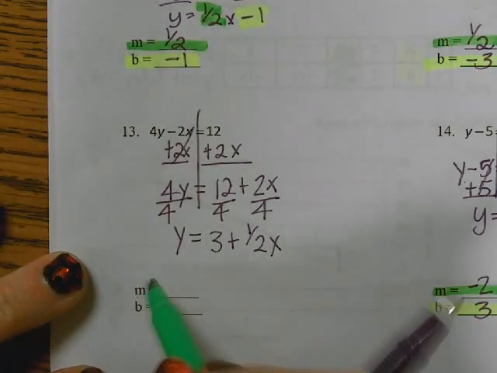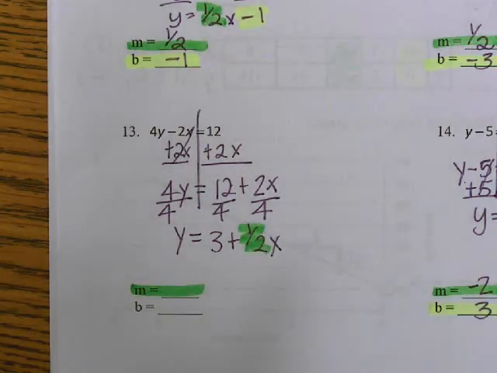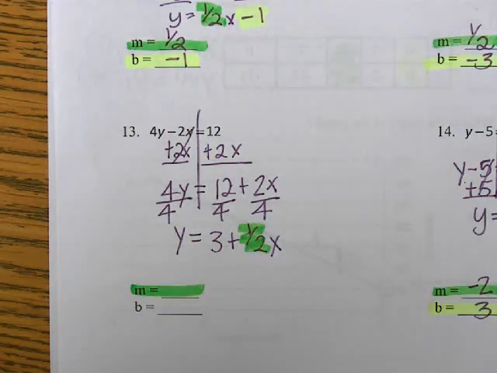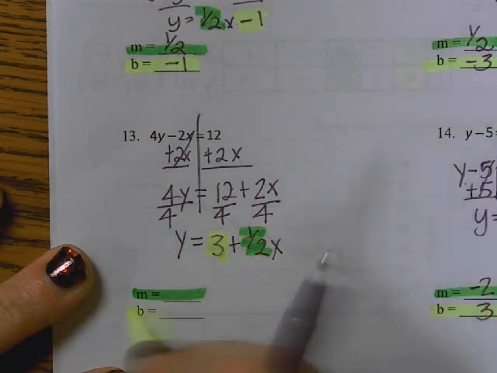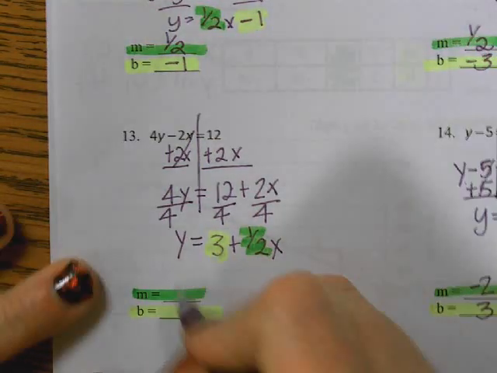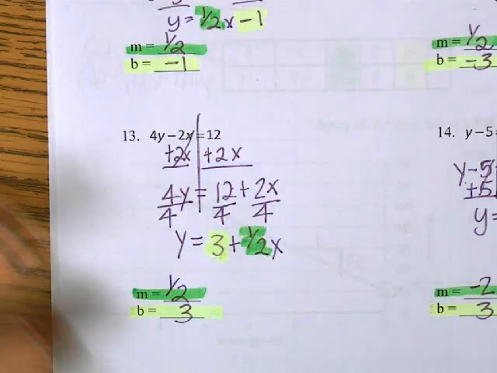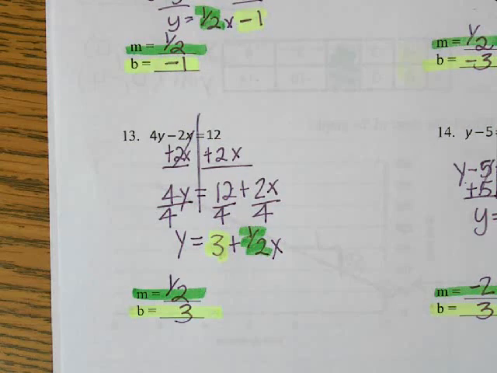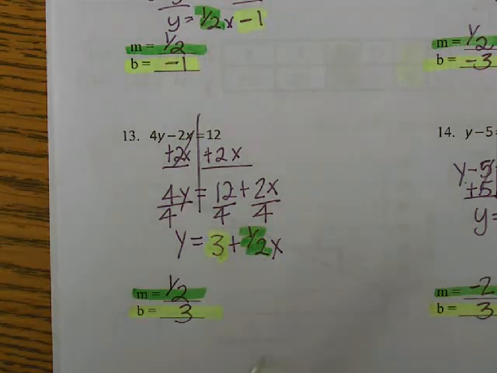Remember, the slope is the number next to x, and b is the number that we add or subtract. So this is 1/2 and 3. Okay. All right, next section. 2 pages down. 2 pages to go. Here we go.